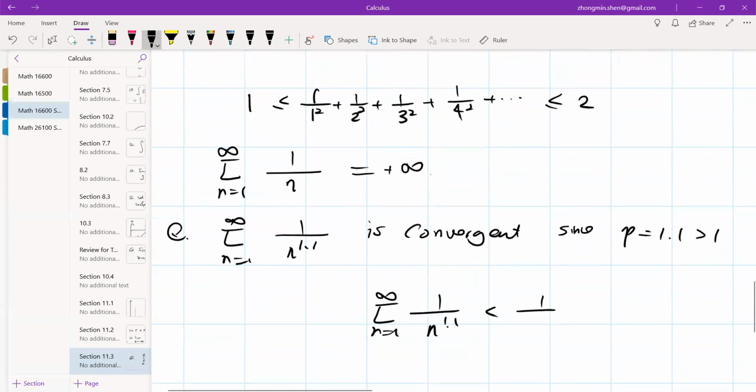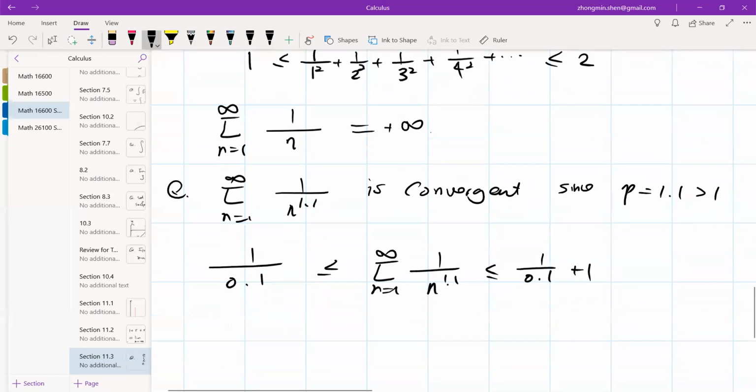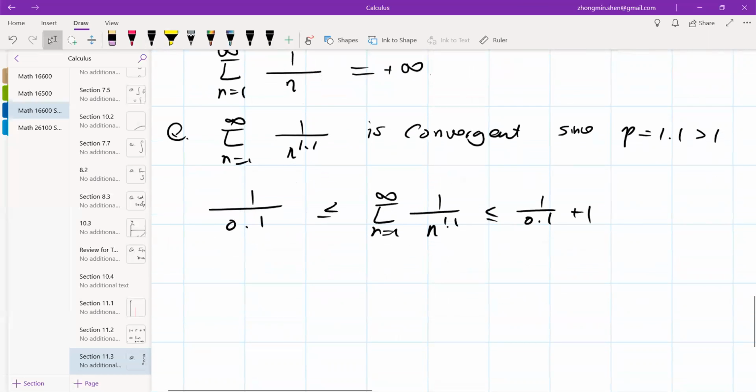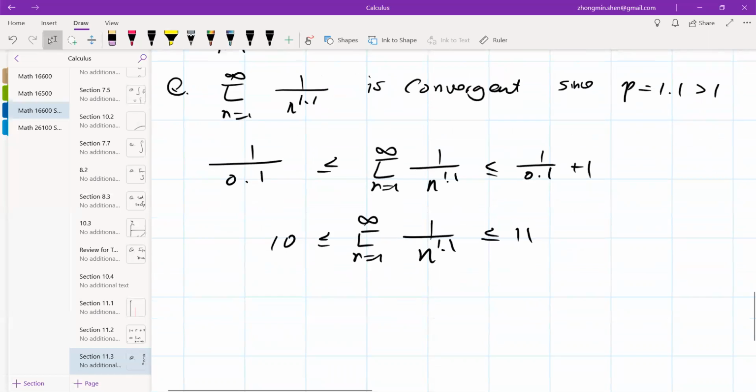It's less than or equal to p minus 1, 0.1, plus 1, greater than or equal to 0. Okay, so p minus 1 is 0.1. So that means it's between 10 and 11. It's pretty accurate, right? Yes. All right, so if the power is a tiny bit larger than 1, it's convergent.